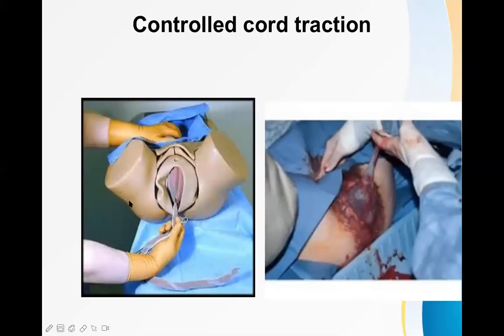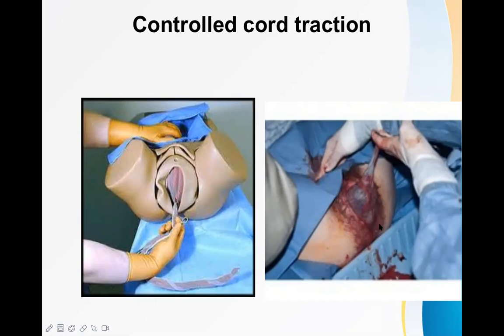See here, this is another picture which is showing the same thing. The placenta is almost about to deliver now. It is in the introitus, and you are constantly pulling the umbilical cord with the sponge forceps there, so that you can give a good traction force. And with the other hand, this is very, very important, the other hand is constantly pushing the uterus upward. This is known as counter traction.